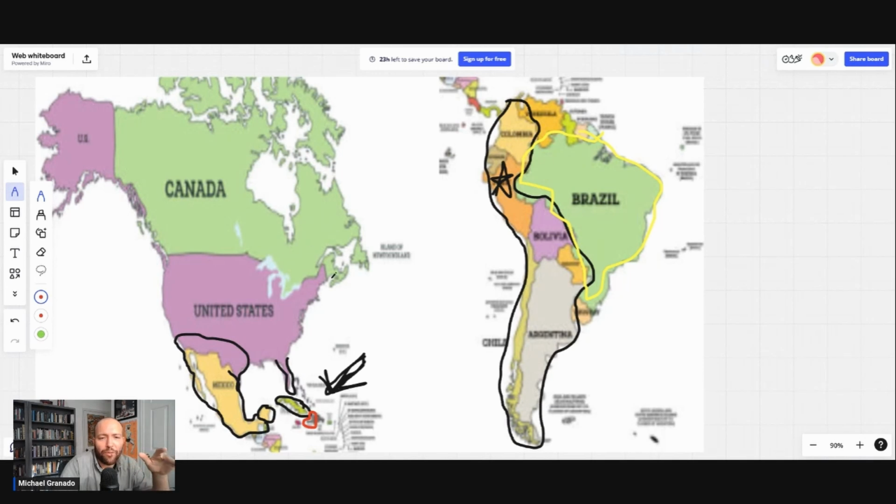The French are also going to focus on North America. So what cities in North America speak French? Well, of course, you have cities like Quebec. The French are also going to extend their influence into the Great Lakes region to get involved with the fur trade.